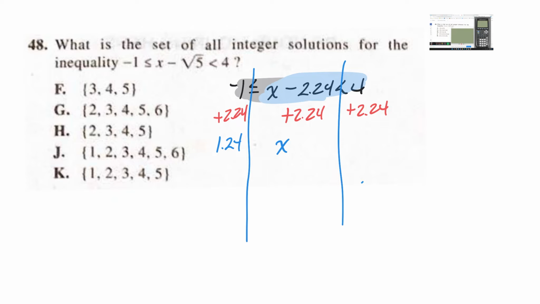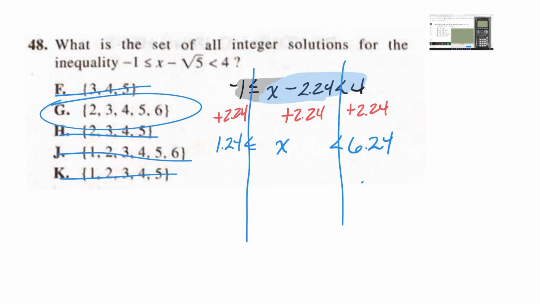And on the other side, we will have 6.24. So we need the x value to be greater than 1.24, so that excludes these. It involves the 1, and we need it to be less than 6, which gives us our value of g.